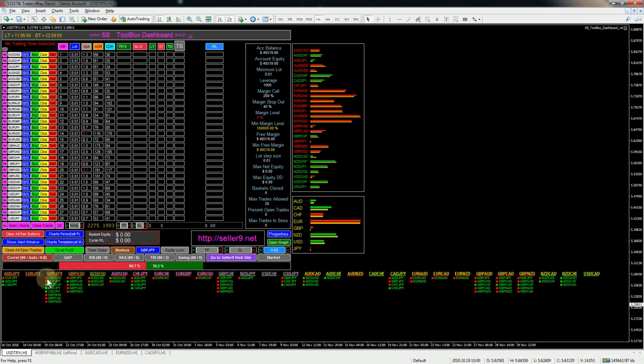Now what the little dot next to it means is the pound dollar is below the open for the day. The Swiss yen is below the open for the day. The pound Swissy is above the open for the day. Same way with these next two, and then these three are below the open for the day. So as you can see, the pound yen is below the open for the day.